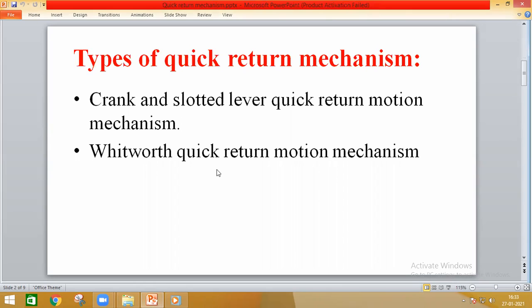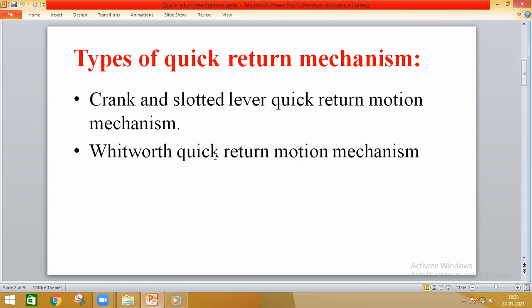So quick return mechanism is mostly used in slotting machines and shaper machines. So normally it is used in machine tools. Wherever the cutting action has to be used, there quick return mechanisms are used.